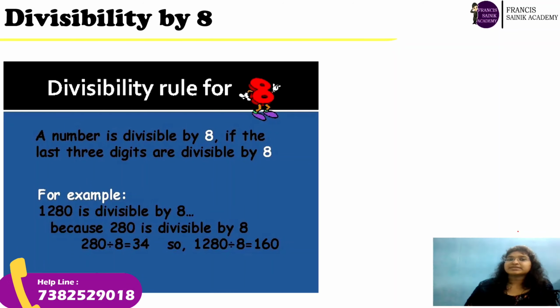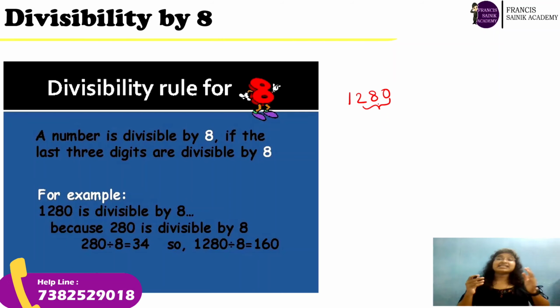So, what is the divisibility rule for 8? Like 4, here also we have to check for the last digits. But here, we have to check the last 3 digits. So, what should we check? The last 3 digits. See here, 1280. If the last 3 digits, that is 280, is divisible by 8, then the entire number is divisible by 8. Let us check.